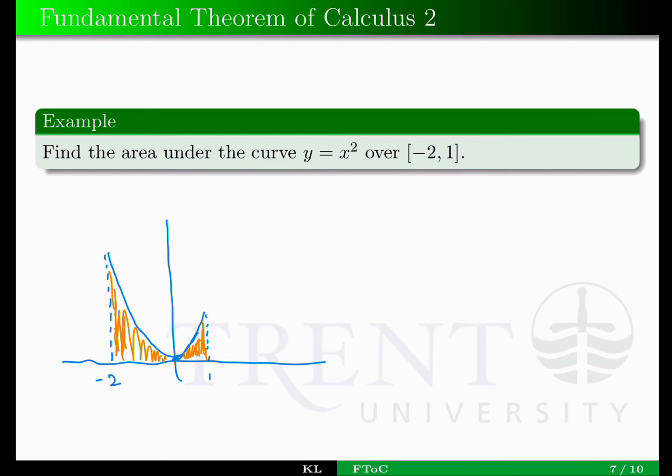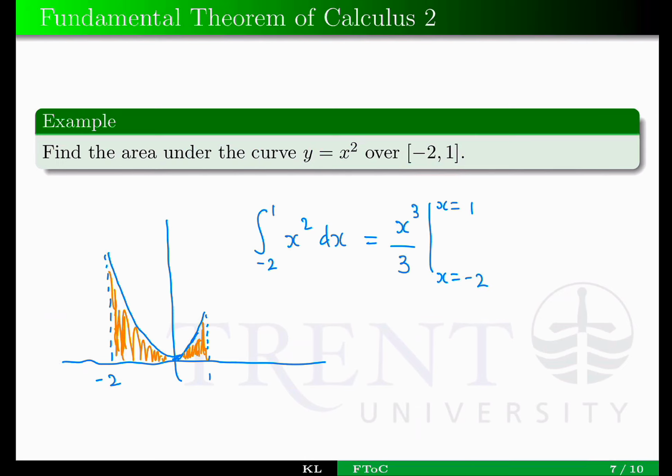But as one of the remarks, when we define the definite integral, the area under the curve is just the definite integral from negative 2 to 1 of x squared dx. So, first, the antiderivative of x squared. The antiderivative of x squared is x cubed over 3. You evaluate this from x equals negative 2 to x equals positive 1.